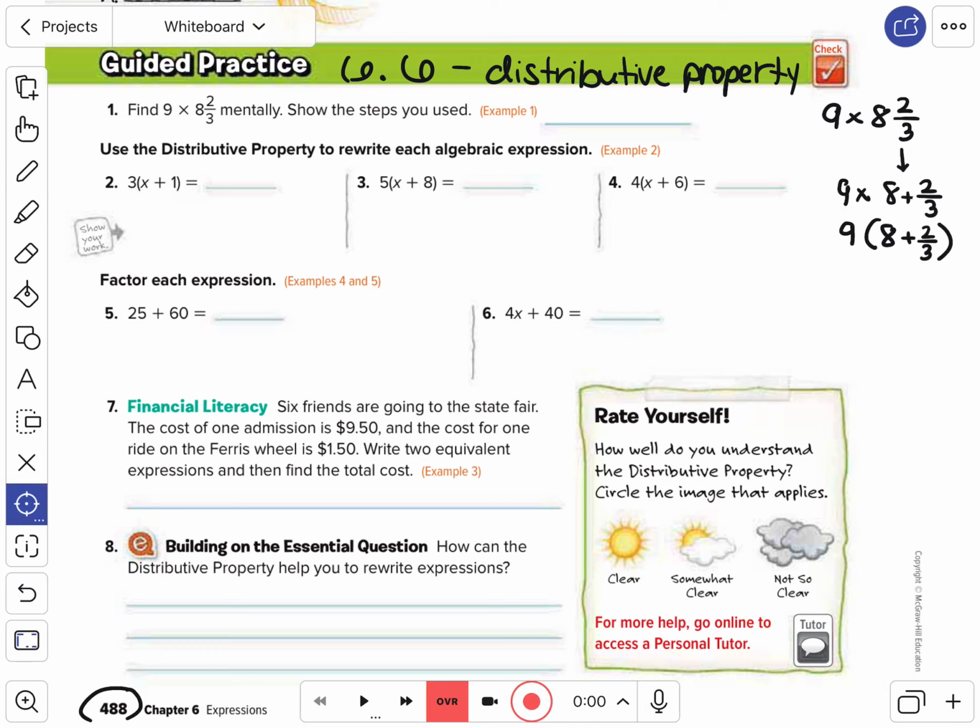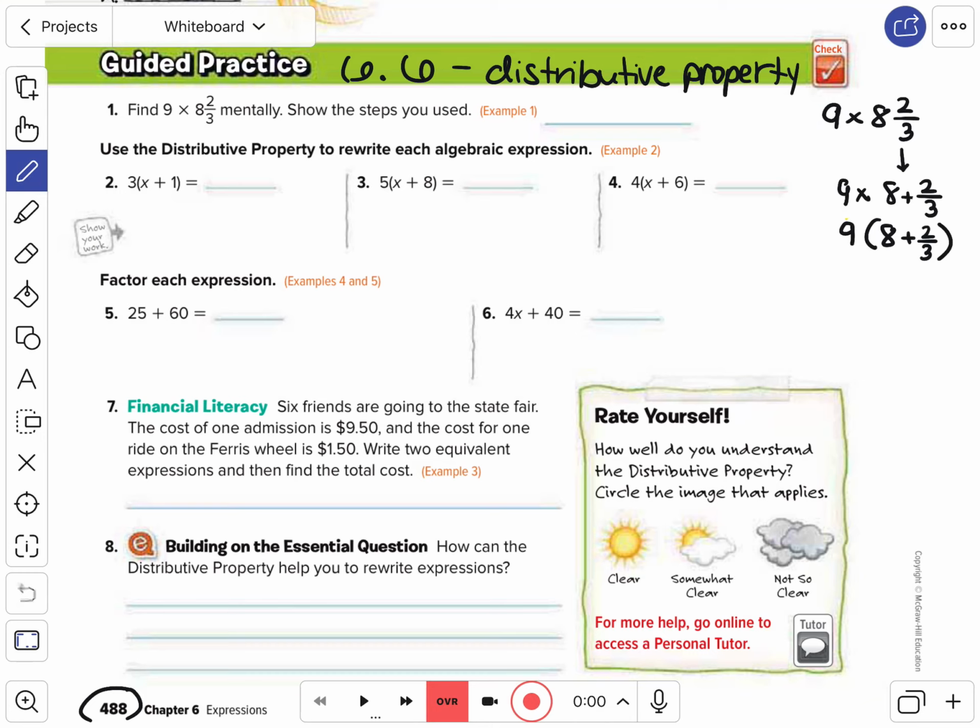It has a number on the outside that's being multiplied to either something that's being added or something that's being subtracted. So you need multiplication and addition or subtraction inside the parentheses. Remember that a number next to a parenthesis, that means multiplication, so I don't need to use that symbol anymore. So now when we distribute, what we have to do is take the number on the outside and multiply it with each number on the inside.